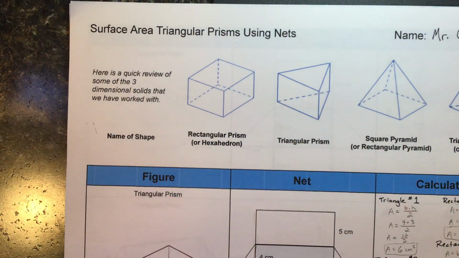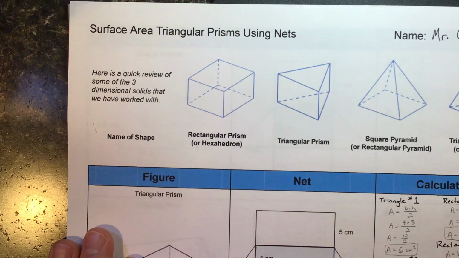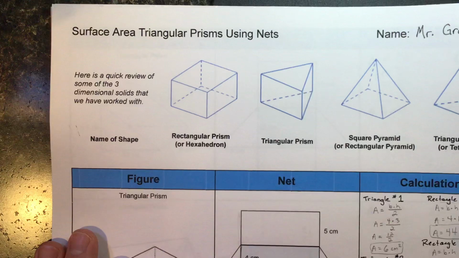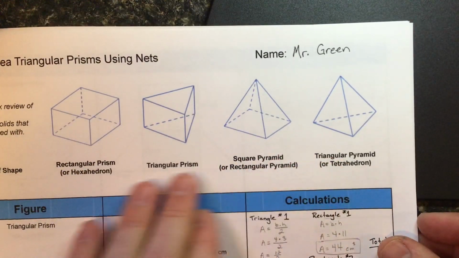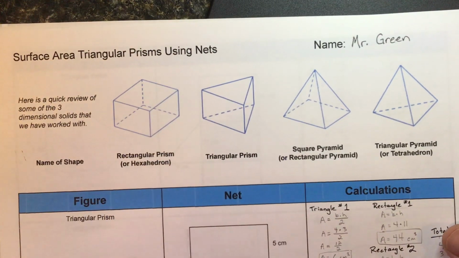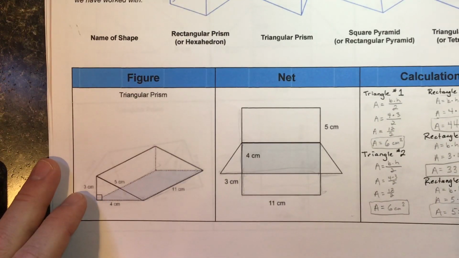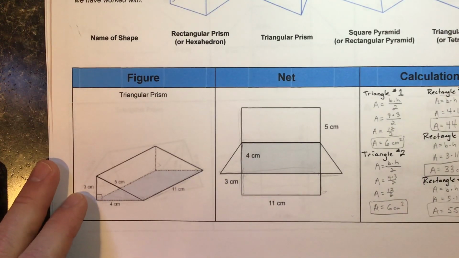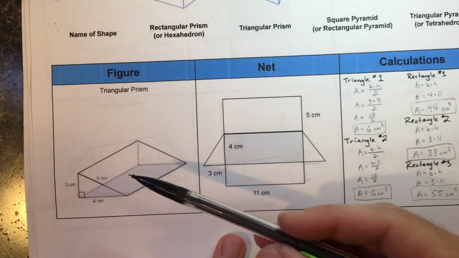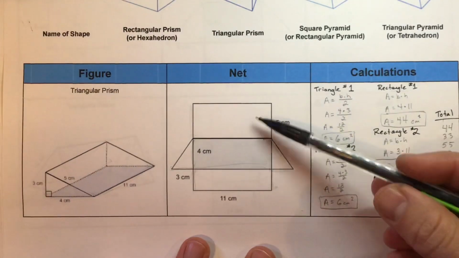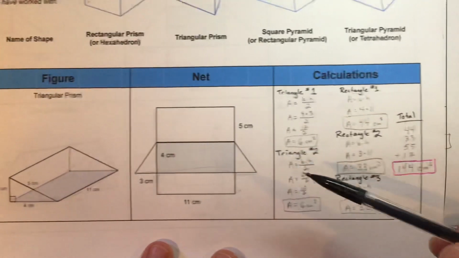So yesterday our homework was this sheet, surface area of triangular prisms using nets. We had a quick review of some of the different shapes that we've been working with before we went into actually calculating the surface area. I did this one in the video yesterday, but just a quick run through again. If we unfold this prism, we end up with those 3 rectangles and 2 triangles.